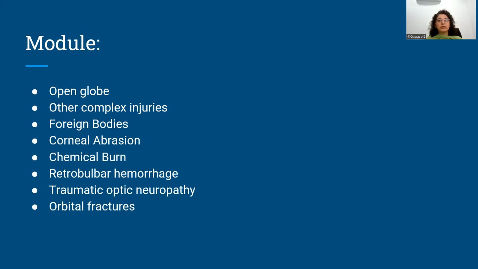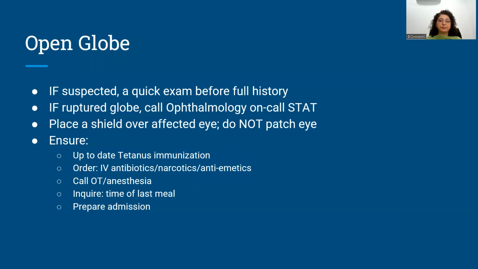So today's module consists of 8 components. As you are aware, these are not the only injuries that the eye can sustain, but we have highlighted the key ones that you should know as an ophthalmologist or an emergency room physician who has to deal with acute trauma injuries coming through the door. So this module consists of evaluation of open globe injuries, other complex injuries involving the eye, foreign bodies, corneal abrasions, chemical burns, retrobulbar hemorrhage, traumatic optic neuropathy, and some discussion of orbital fractures.